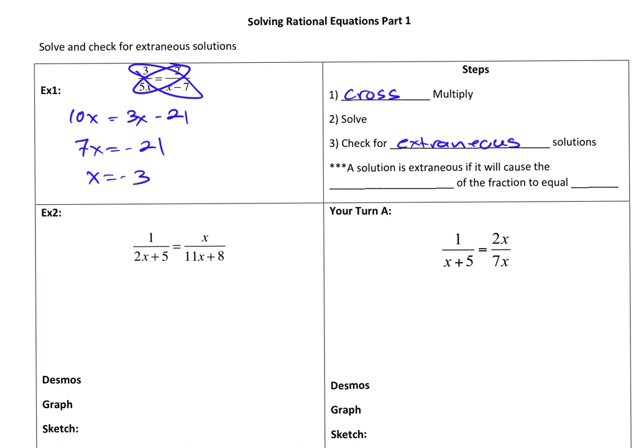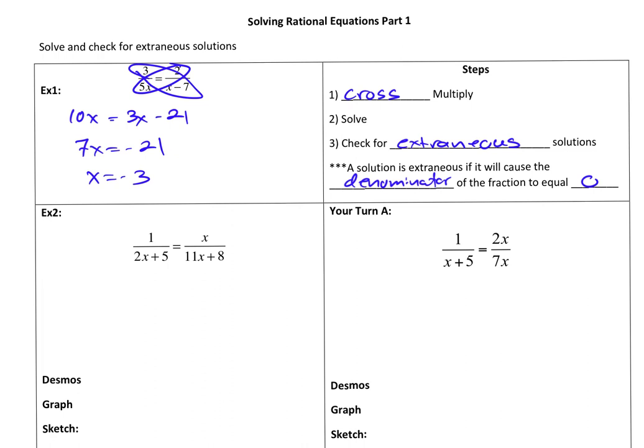Sometimes we have numbers that give us zeros in our denominator. Sometimes, depending on the expression, we get some complex values, but you'll want to always make sure that you check it with the original expression. And again, extraneous solution is something that will cause the denominator of the equation to equal 0, and we can't divide by 0, so we know that that's not okay.